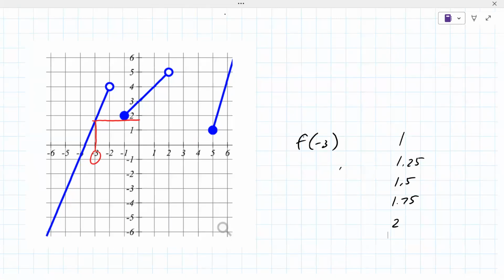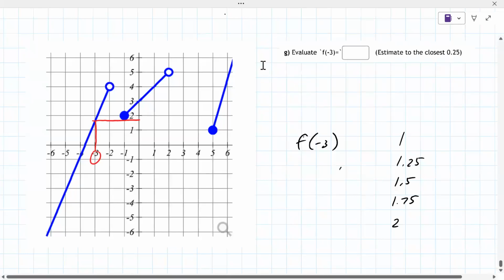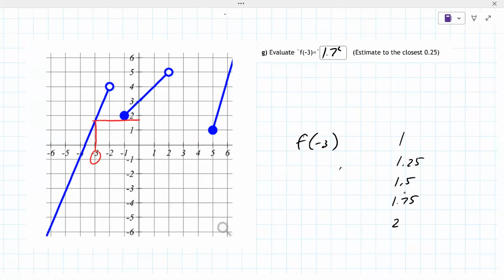Let me snip it in. 2.5. I was gonna probably go 2. So to me, it looks like it's a little bit closer to 1.75. Give me just a moment, please. Actually, okay. Sorry, all good. Okay.